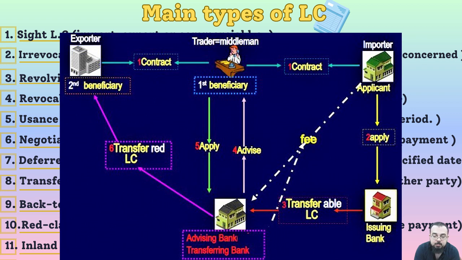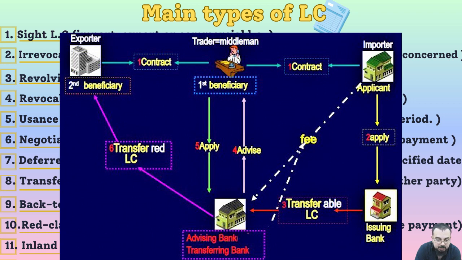Once named as a second beneficiary, it possesses all the same rights as the original does. The original beneficiary then can request the bank to transfer a part or all the credit to the second beneficiary.